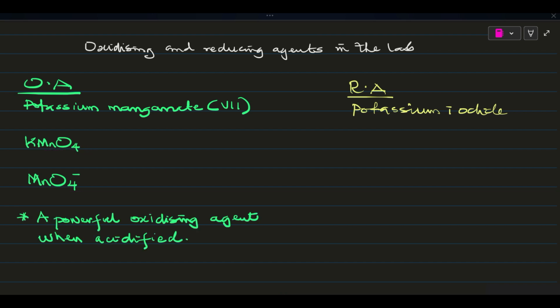When potassium manganate 7 is acidified, that is, when it is in the presence of a little acid, it is a powerful oxidizing agent in the laboratory. So it can undergo a redox reaction with any type of reducing agent. So you will often see the reaction written this way in your examination.